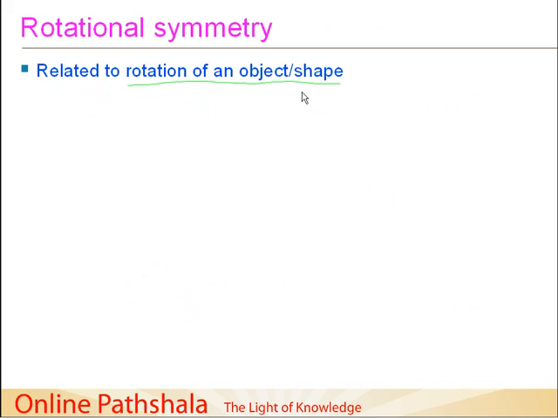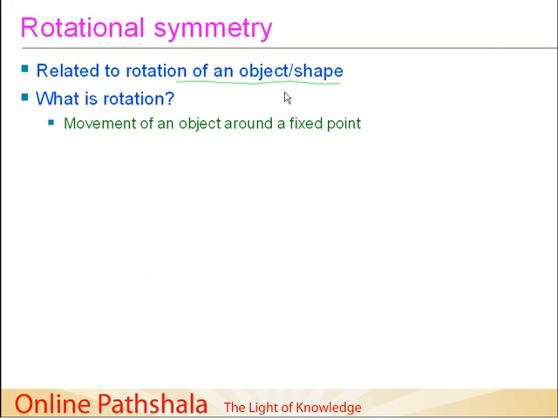Now having said that, let us understand rotation in more detail, because rotational symmetry is related to the rotation of an object or a shape. So it's worthwhile for us to know what rotation is. Rotation is the movement of an object around a fixed point. The most common example you would take is that of a clock. In a clock you have an hour hand, this is the minutes hand, and this will be the seconds hand. Yeah, just taking the conventional normal convention.